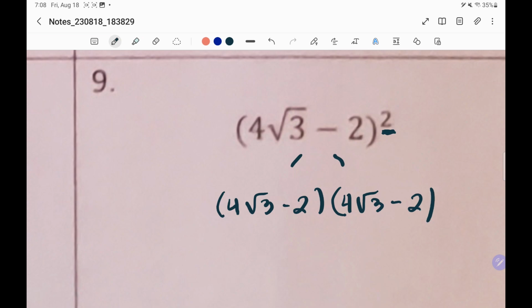Now we can do exactly the same thing that we were doing before. We're going to go ahead and do the FOIL method. So I'm going to grab this guy, and I'm going to go ahead and multiply to this guy, okay? So the way that we're going to do that is I'm going to multiply the 4 right here with this 4, and I'm going to multiply this 3 with this 3.